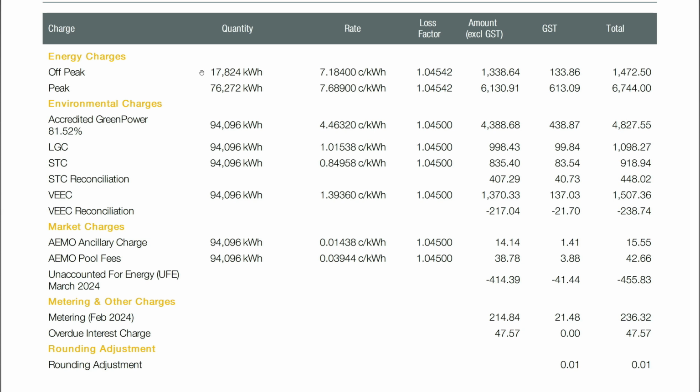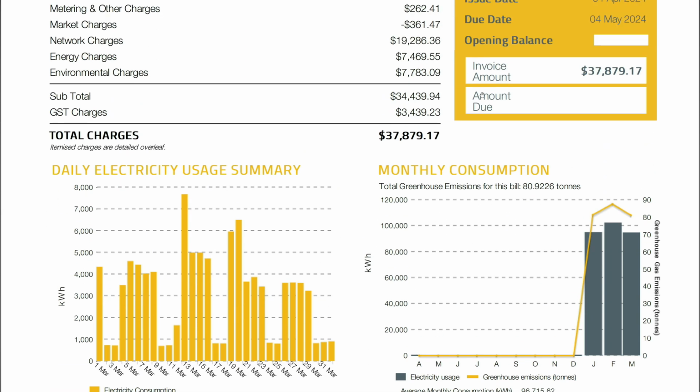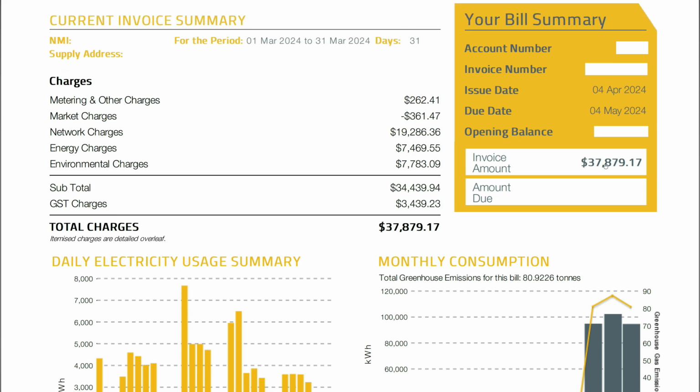Over here we have the off-peak consumption and the peak consumption. So 17,000 and 76,000, off-peak and peak, at about 7 cents per kilowatt hour, comes to this number here. So in the month of March, we used about 94,000 kilowatt hours of electricity, and that cost about $7,000 on the bill. Now $7,000 is not a massive number compared to $37,000, right?